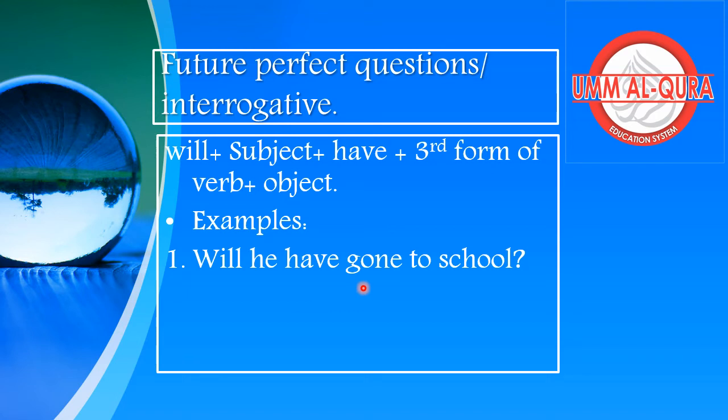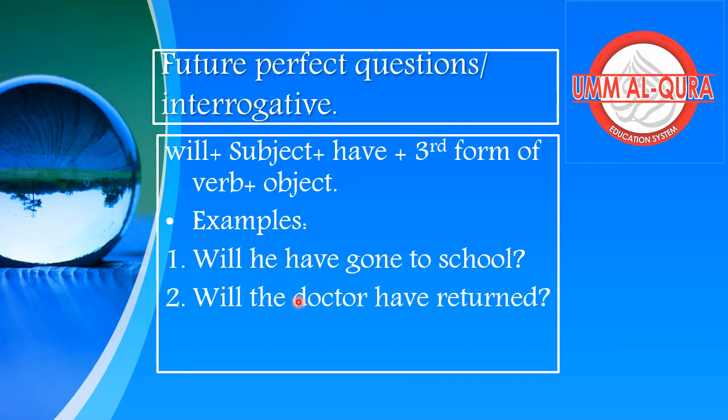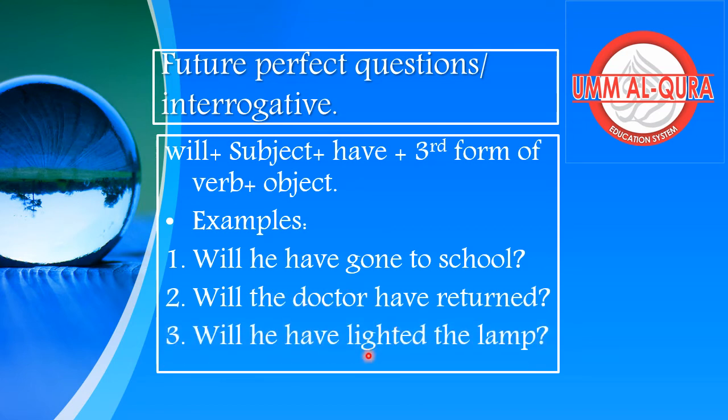I have repeated all the same examples throughout the video for you to understand it clearly. Will the doctor have returned? And the last one, will he have lighted the lamp? Will is the helping verb, he is the subject, have again a helping verb, gone the third form of verb, to the school.